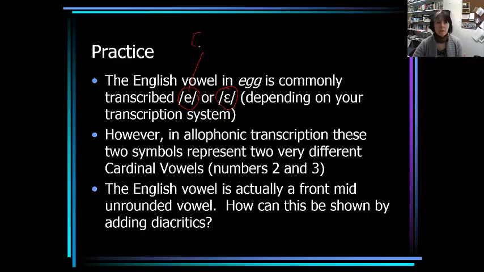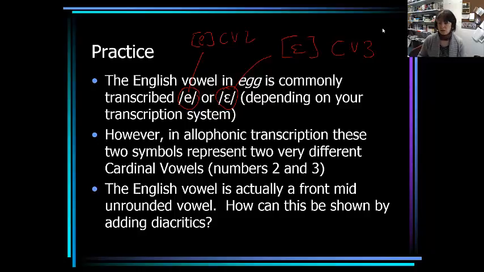So if we have it in square brackets, it's cardinal vowel 2, whereas this one in square brackets is cardinal vowel 3. And the difference is cardinal vowel 2 is E and cardinal vowel 3 is E. That's a difference in quality there, and we'll have had a chance to practice those before you are looking at this video. The English vowel is actually front, mid and unrounded.